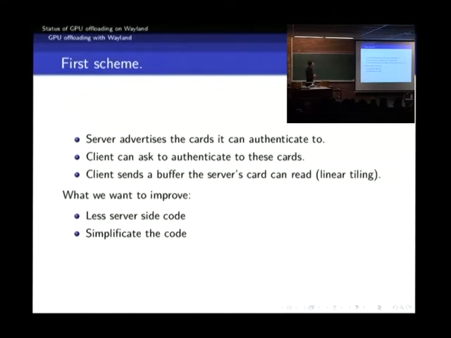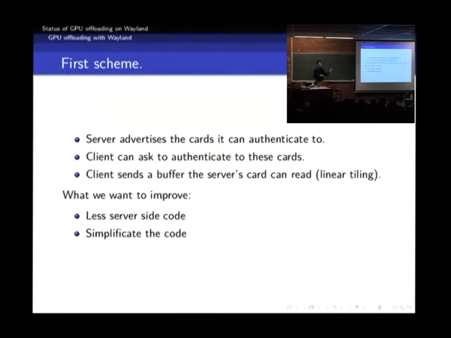And we would like some sort of hot plug support, and that's all. So the very first scheme that came to mind, which is not very good, is that the server will be the DRM master of all the cards and will advertise all of them. The client can authenticate to them and will see, oh, I have all these devices I can use. I will choose one. And then the client will send a buffer the compositor can read with no tiling. But there are still some issues with this approach.